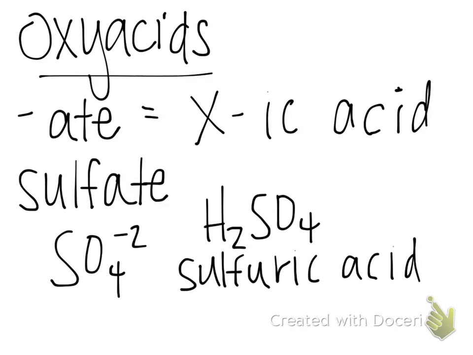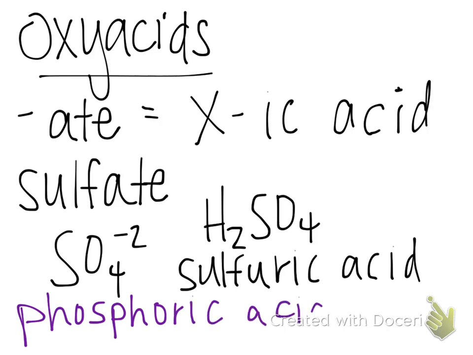What if I gave you phosphoric acid? Give me the chemical formula for phosphoric acid. Perfect, H3PO4, because phosphate is PO4 minus 3, which means we need 3 hydrogens. H3PO4. Perfect. Is this all review?